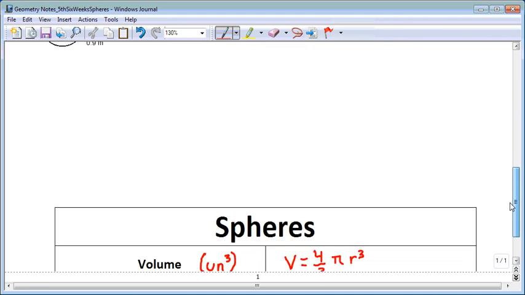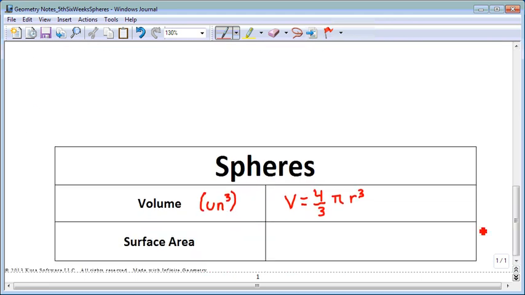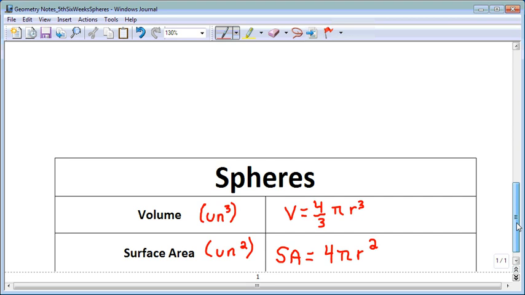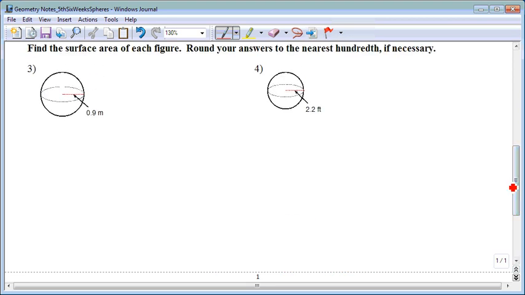Okay, my formula for the surface area of a sphere is hopefully equally as easy. My surface area is equal to 4 pi r squared. Once again, surface area is measured in units squared. So I'm just going to take this formula, surface area equals 4 pi r squared, and use it to calculate the surface area of these two spheres.